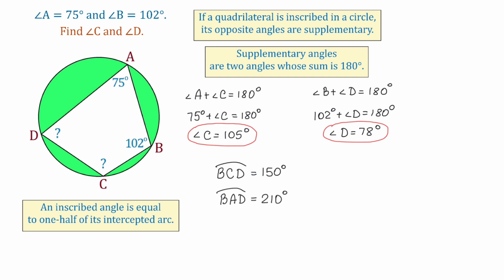And now let's talk about angle C. The sides of this angle are CB and CD. So this angle intercepts the arc BAD. Then if the measure of the arc BAD is 210 degrees, then the measure of the inscribed angle C will be half of 210. And half of 210 is 105 degrees.